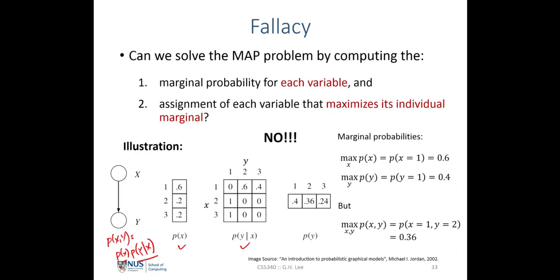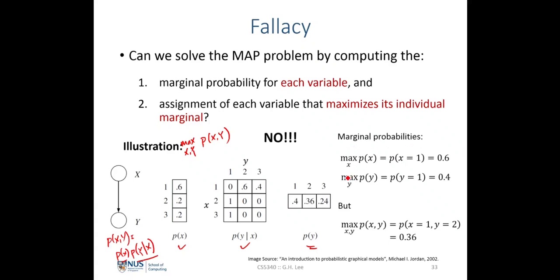So the general fallacy over here is: why not we just compute the marginal probability over both x and y, and simply look at the values of x and y that give us the maximal probability over the individual marginal probability distributions? The max over p of x and the max over p of y is not equal to the max over the joint distribution over x and y. We can see that, so let's compute this marginal probability.